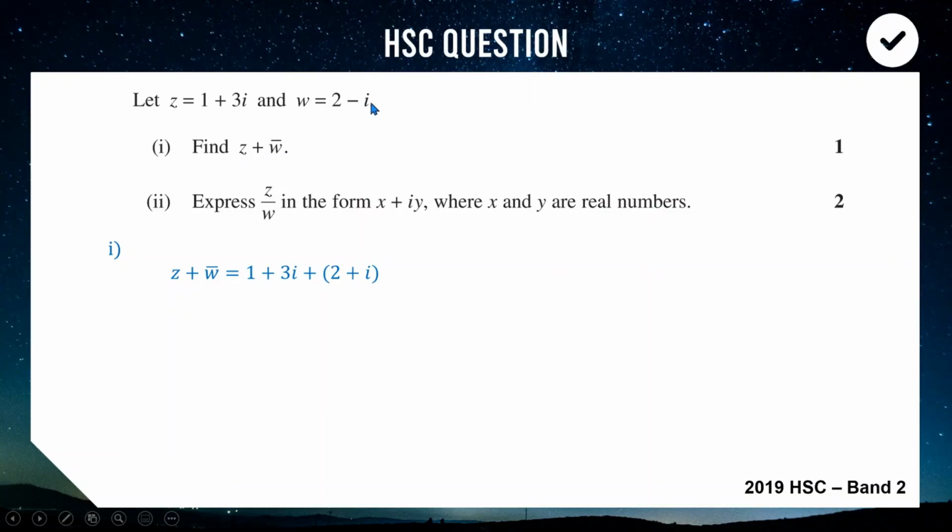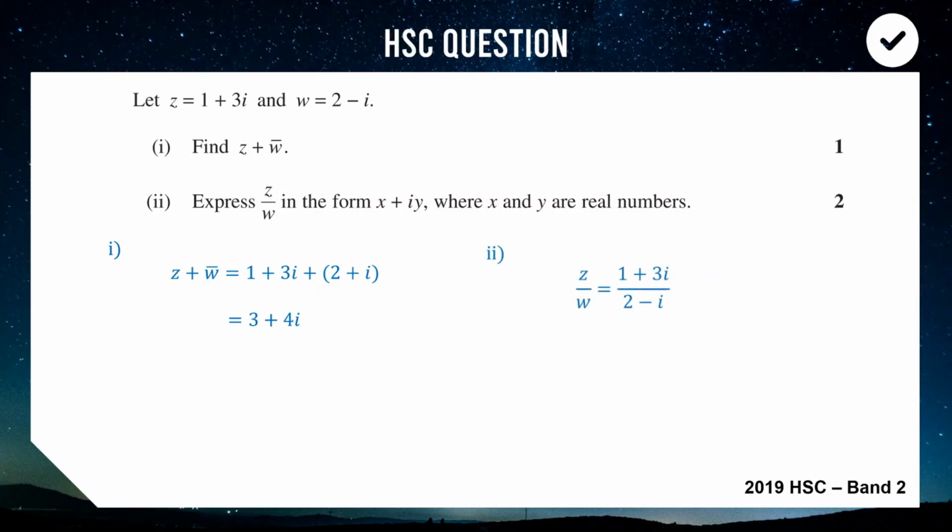W is 2 minus i, so W conjugate will be 2 plus i. And now we simplify our terms, so we'll have 3 plus 4i, and there's your 1 mark. So it's basically 1 mark just for knowing what that little line above the letter means, which is not too hard.